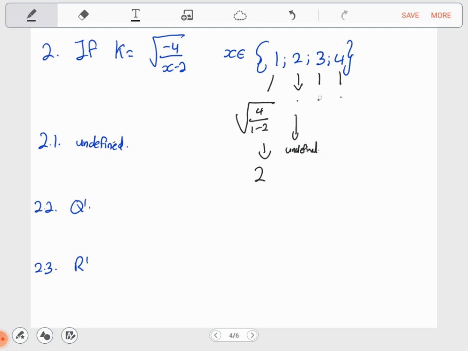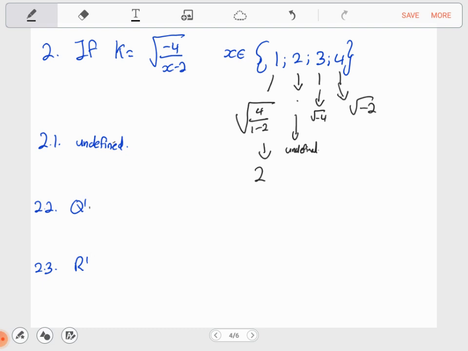Okay, when we put in 3, we're going to get the square root of minus 4. Okay, this one you're going to have to do mentally, right? You can't use the calculator for that. When I put in 4, we're going to get the square root of minus 2. This one as well, you're going to have to work out mentally.